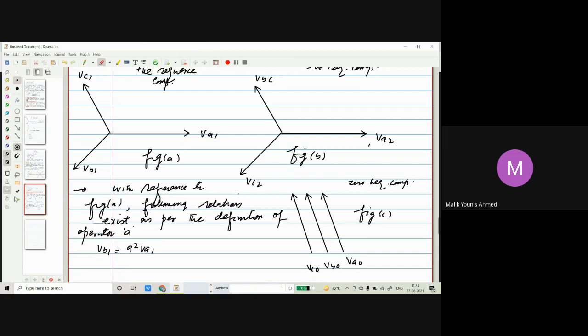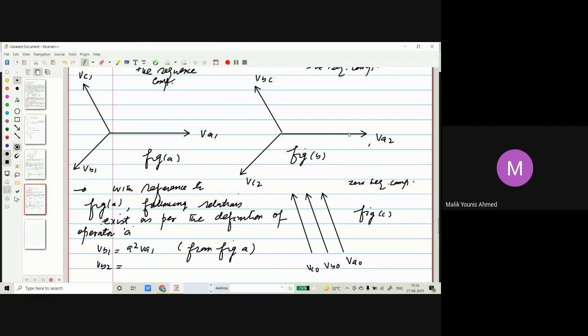So this is from figure A. I will write in the bracket clearly from figure A. Similarly, if I am going to write from figure B, A is fine for me. I want everything in terms of VA. So VB2 I will write.